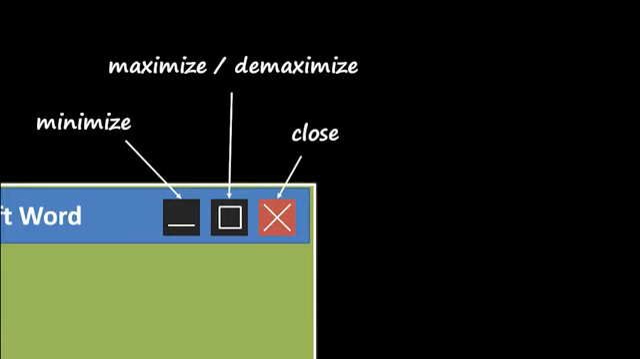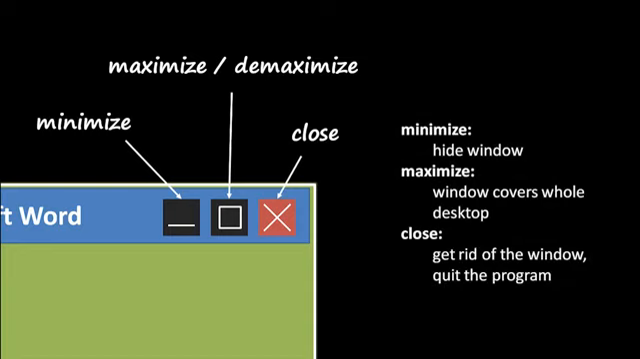In the top right of every program window, you should see these three buttons in this order. On the left, there's the minimize button, in the middle, there's the maximize, demaximize button, and on the right, there's a close button. The close button, not surprisingly, closes the window. It gets rid of the window and it exits the program and makes the program stop running.